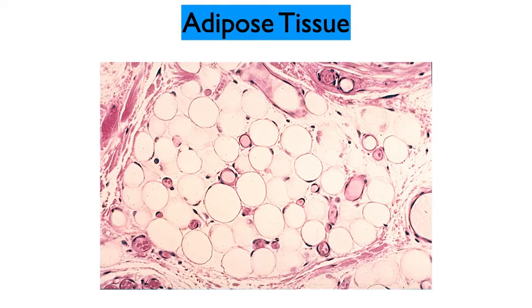And so the nucleus of these adipocytes are pushed up against the actual cell membrane. Great storehouse for energy, obviously. This is where excess calories are being stored away in the form of fat.